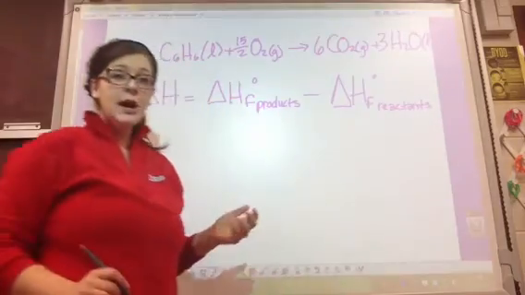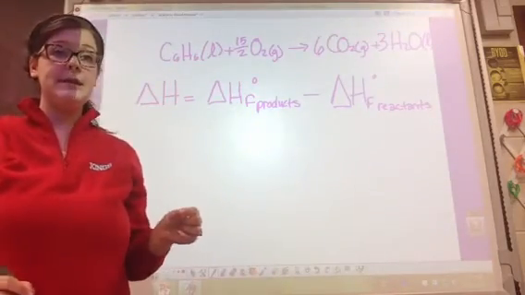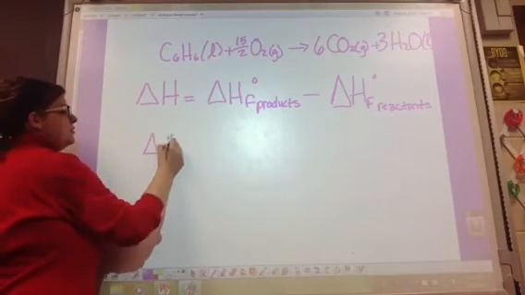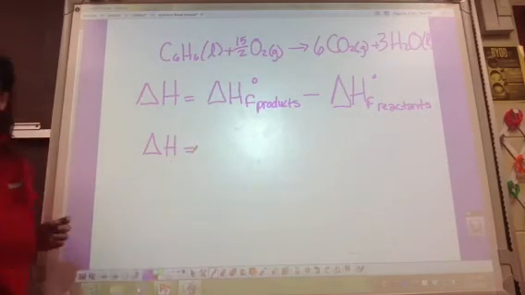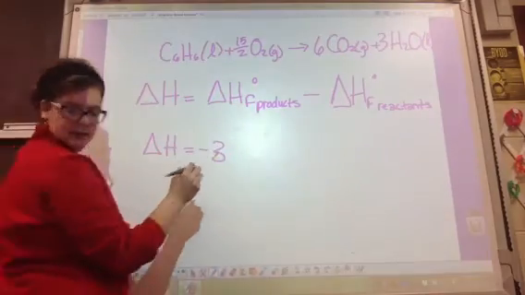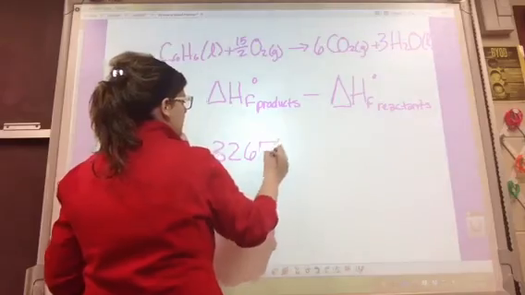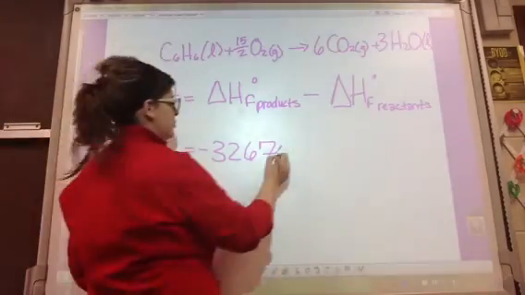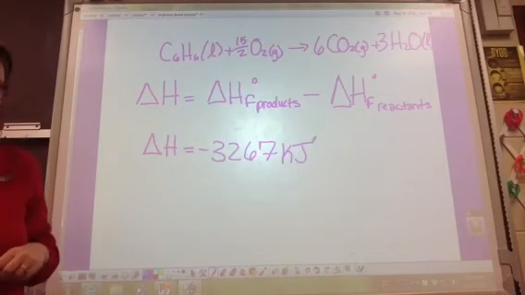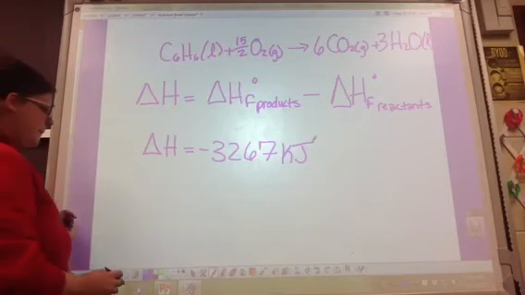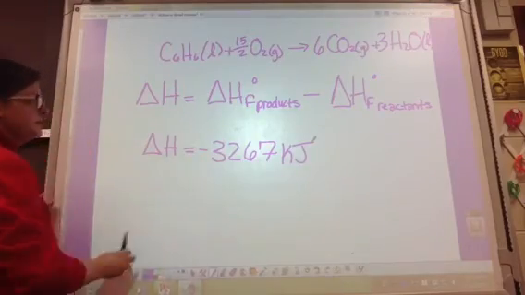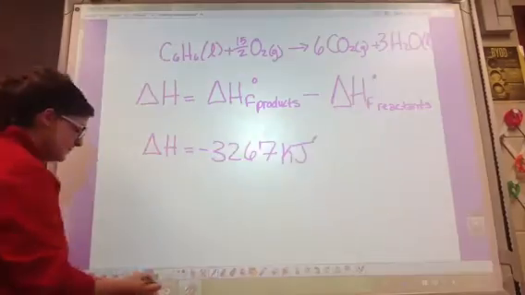Guys, I would like you to try this one on your own by using the Appendix C. So use the values in Appendix C, and if you do that, you should get your delta H value to be a negative 3,267 kilojoules. So if you look up your values, you should be able to find those on your own. And you should be able to do this calculation on your own, because it's, remember, just products minus reactants.